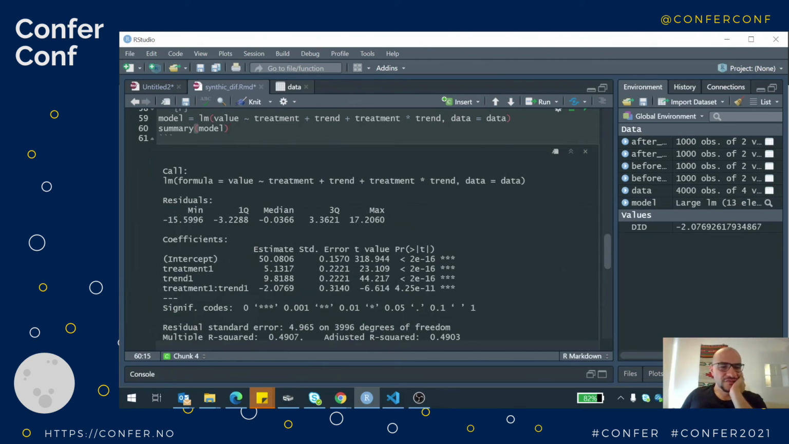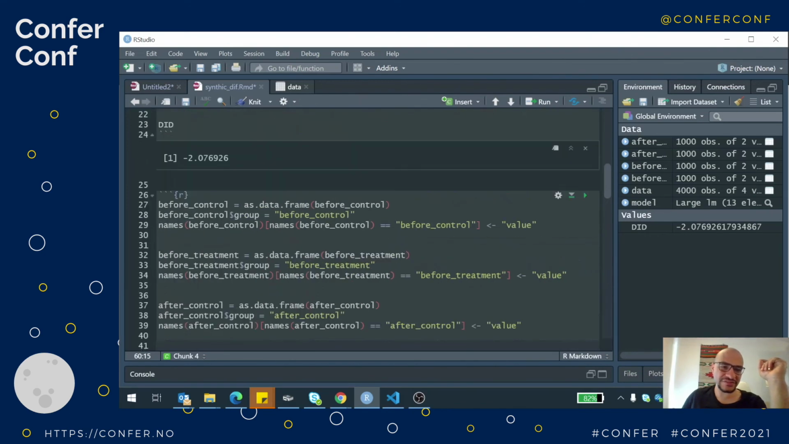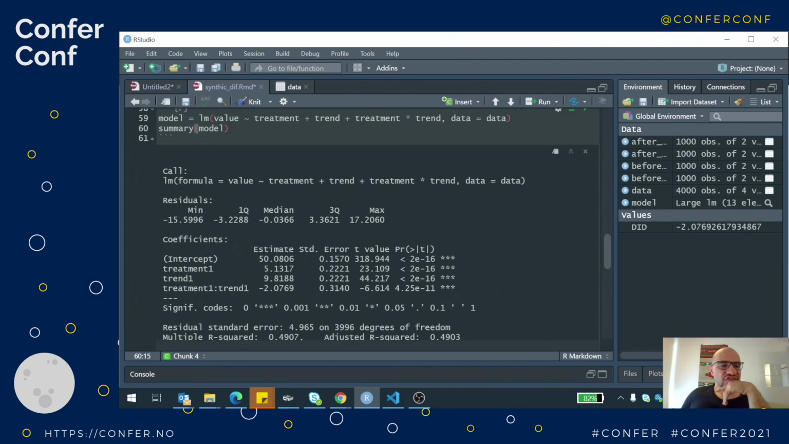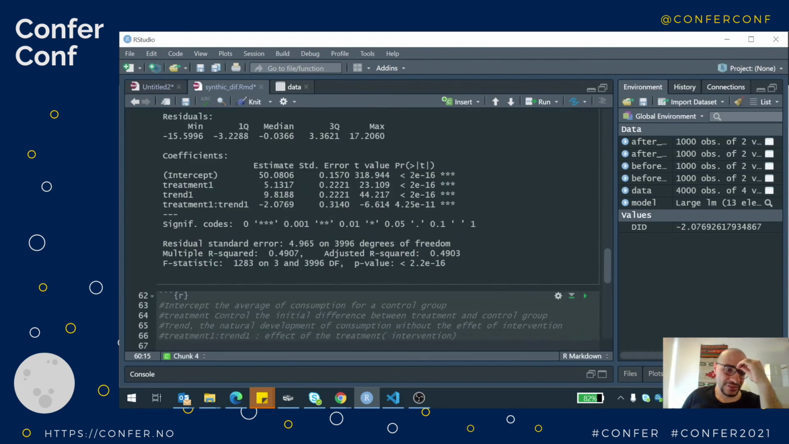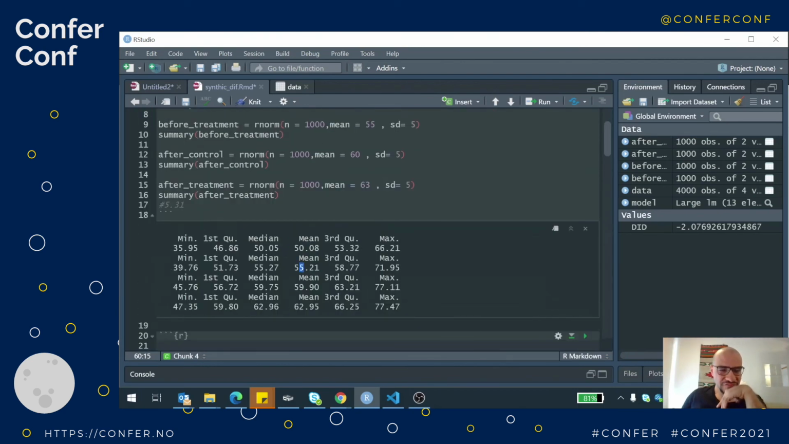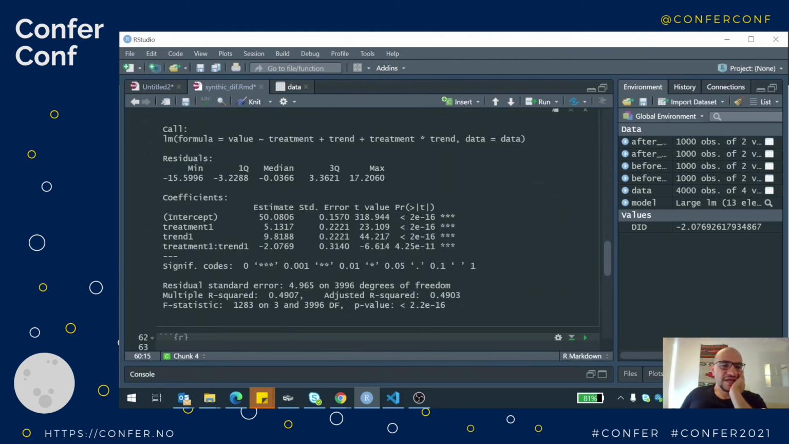So if you run this, we can see the result of the regression here. The intercept is 50. And here the intercept tells us about the average consumption for the control group before the treatment. Second is the treatment effect, or belonging to the treatment group, which is an initial difference between the control group and treatment group, which was 5. So the difference between 55 and 50.